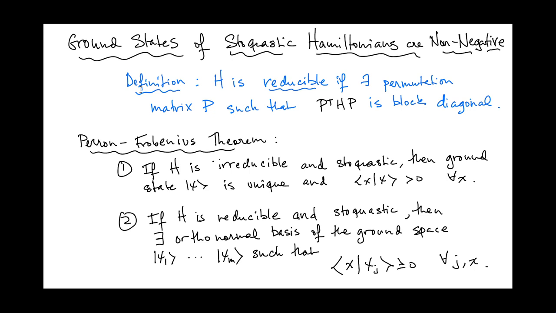And reducible to be block diagonal. So if H is irreducible, meaning that everything's connected, then there's a single ground state, and that's non-negative. If it's reducible, what I get is an orthonormal basis of these things. So each block corresponds to a different ground state. Each of these ground states is non-negative, okay? And we'll use this quite frequently throughout.